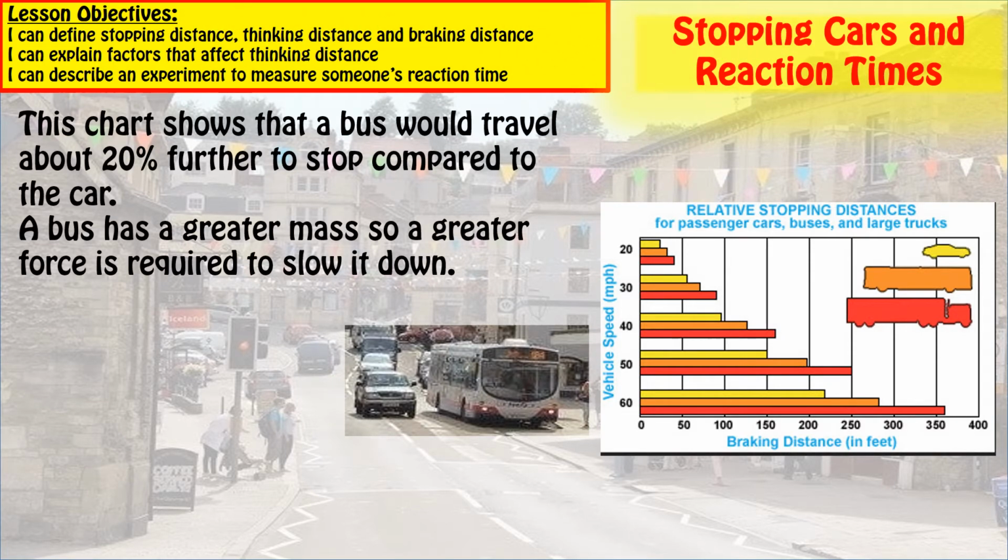But why is this? Well, a bus has a much, much greater mass. And we looked at that in an earlier lesson when we looked at mass versus weight. So because it's got a much bigger mass, a much larger amount of force is going to be needed to slow it down. And because a greater force needs to occur, it will travel further. So the braking distance will increase.